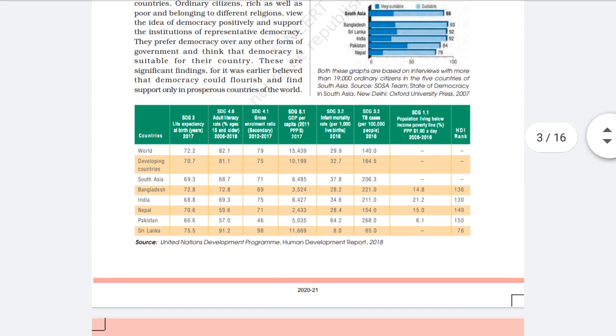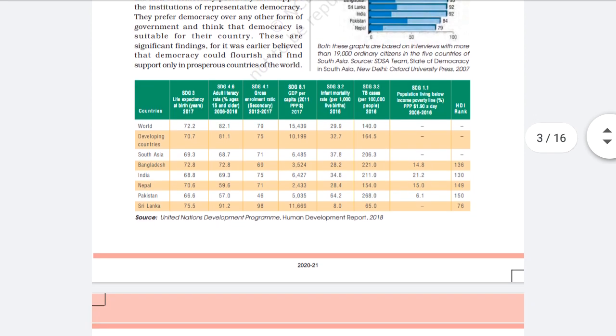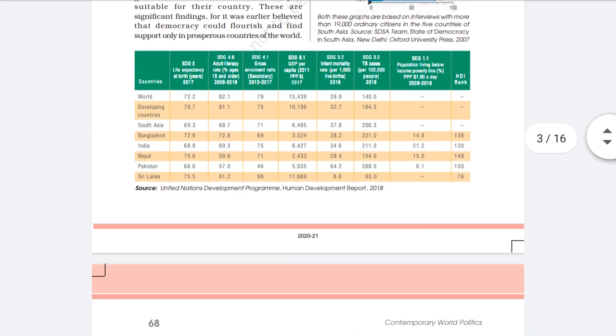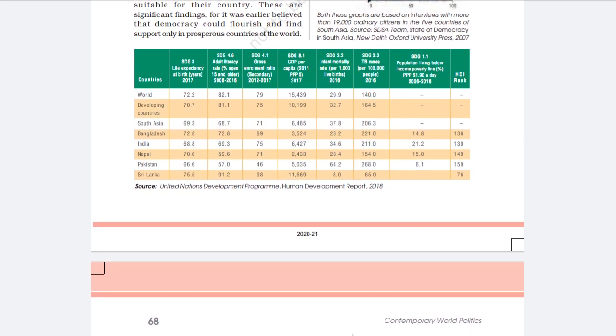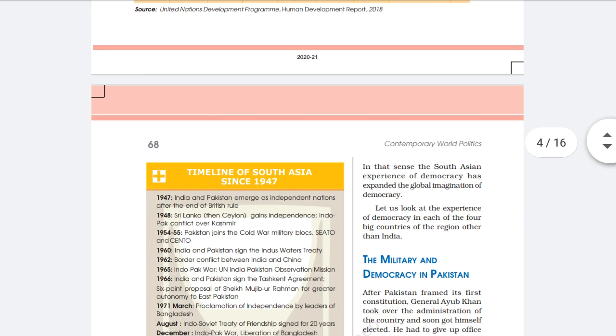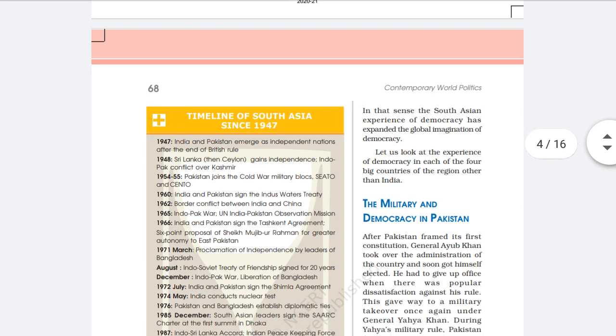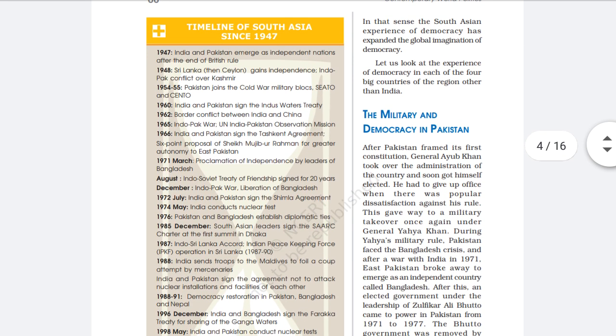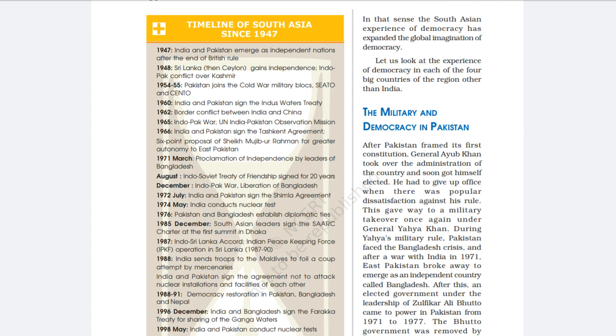So earlier it was believed that democracy is possible only in prosperous regions, prosperous countries, but in the South Asia region, especially by India, it was proved wrong. And in India, a strong democracy is followed in this country in which we live.